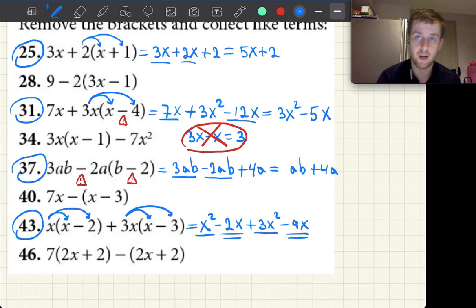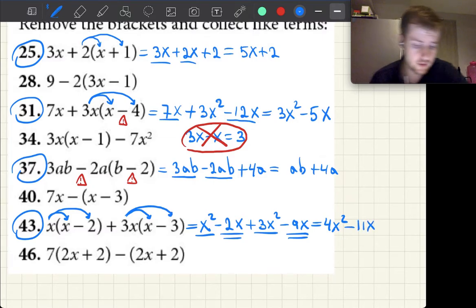I can't describe how many times I saw mistakes just because someone forgot about the minus. Okay, so x squared plus 3x squared is 4x squared, and minus 2x minus 9x is minus 11x. Okay, so I think that's it for this kind of exercise.